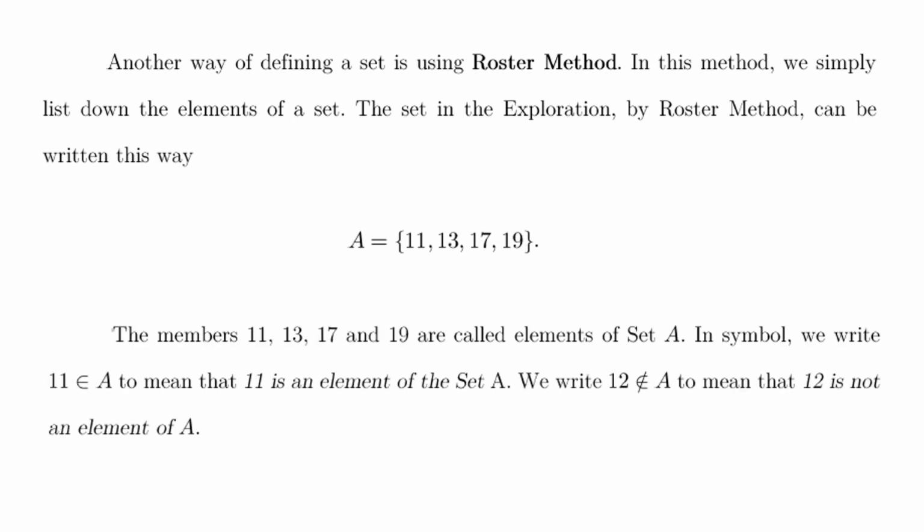These members, 11, 13, 17, and 19, are called elements of a set. In symbol, we write 11 is an element of A because 11 belongs to set A. We write 12 is not an element of A because we cannot find 12 in that set.